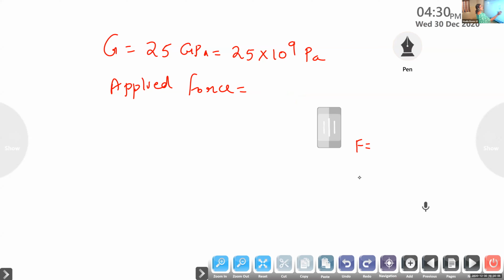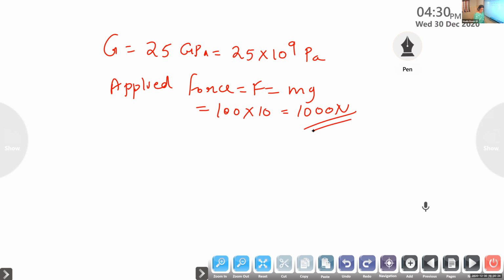So applied force, those who did not remember that equation, write it down. Force is equal to mass into gravity. So here, instead of 9.8, approximately we take it as 10, so that it is easy for us. So you are getting force is equal to 1000 Newton.